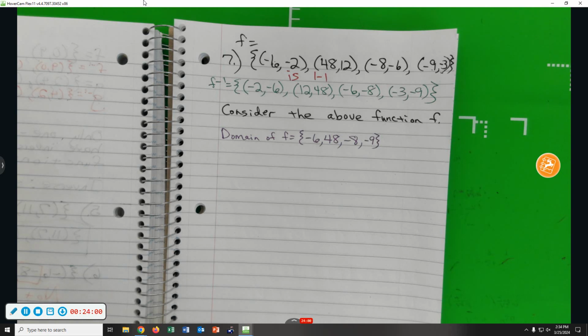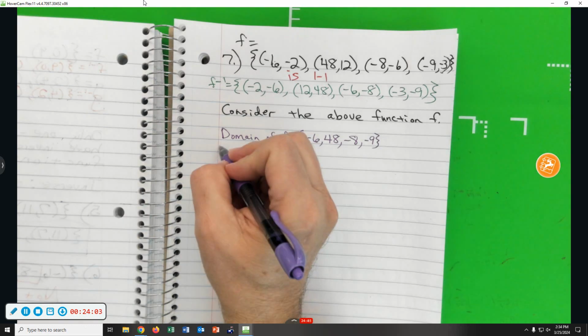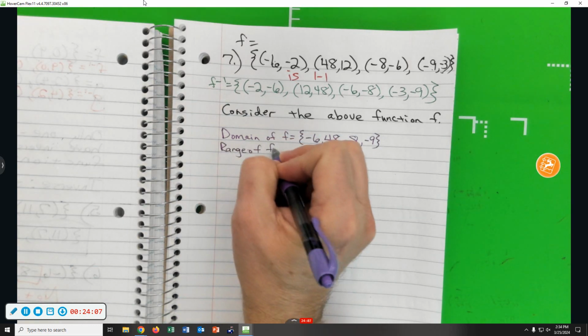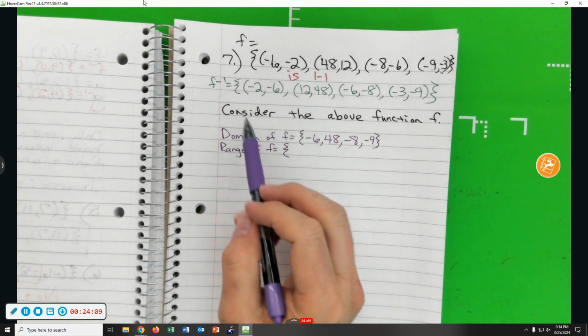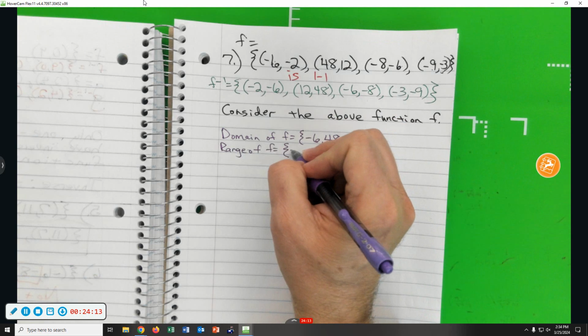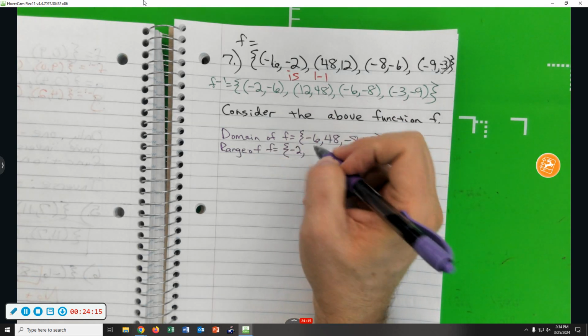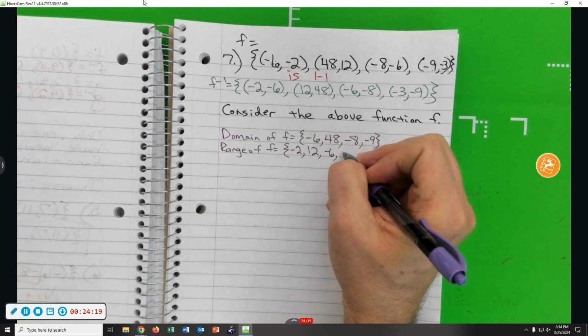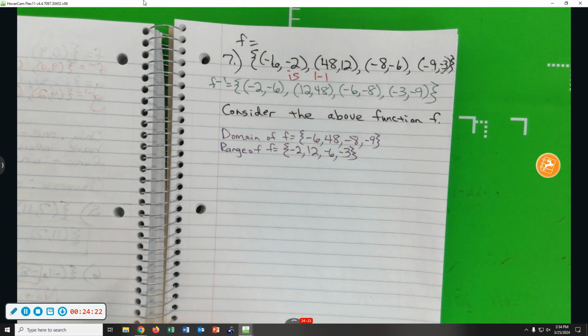What about the range of f? What's the range of f? -2, 12, -6, -3. Okay, so -2, 12, -6, and -3. I agree. -2, 12, -6, and -3. Now I have a point to all of this.